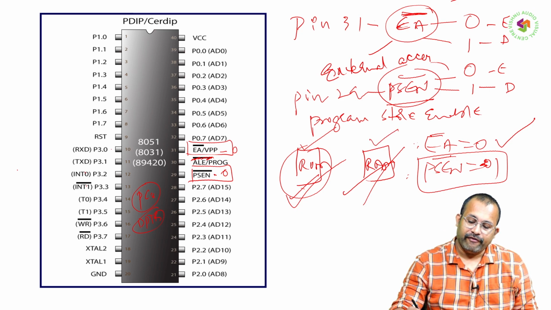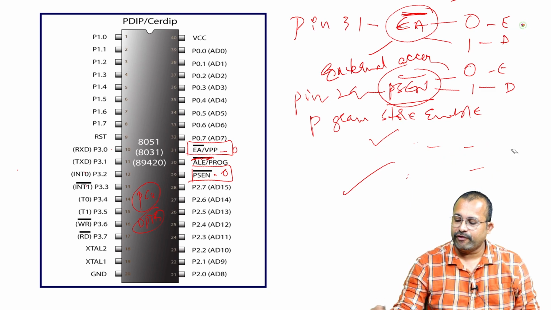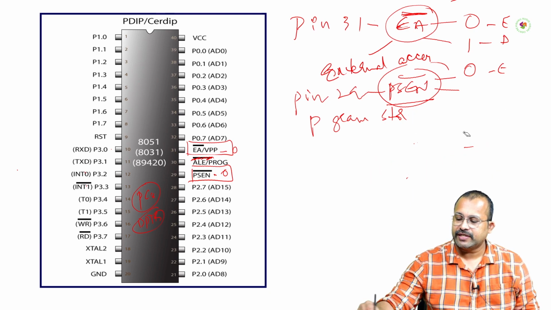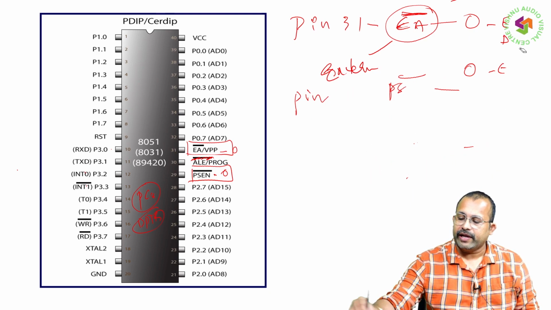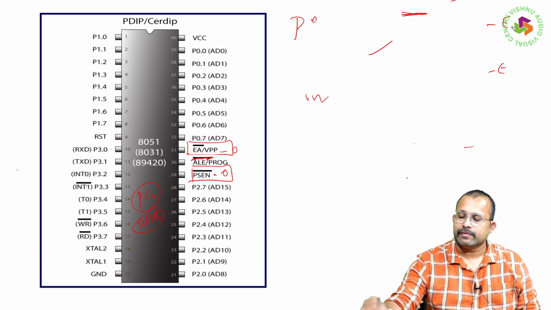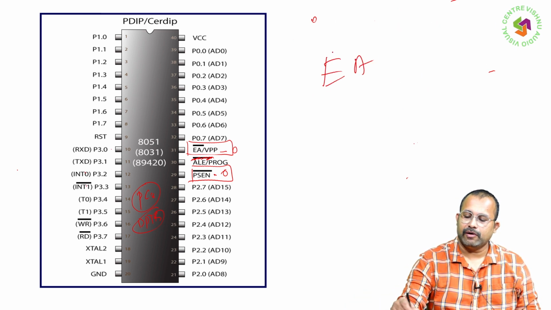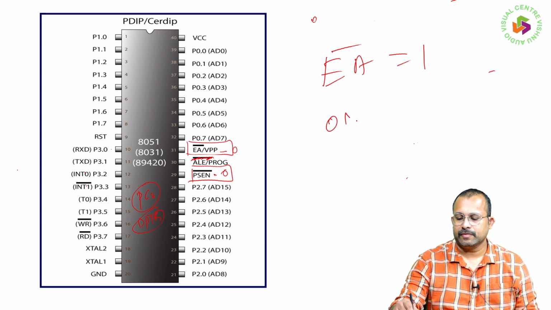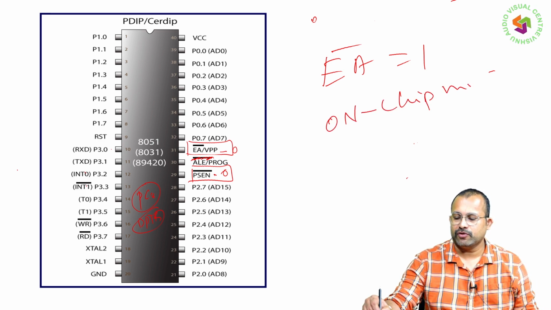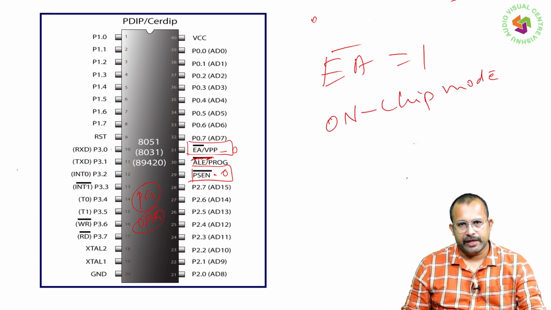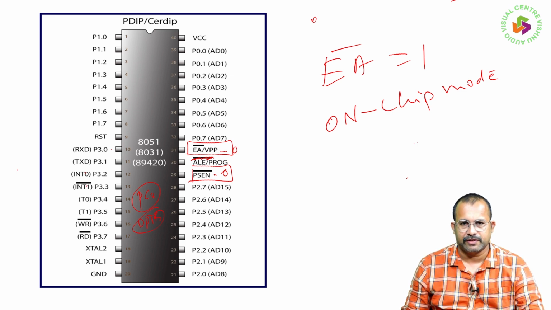What if I ask you one more question before signing off for today's session? What if EA bar is equal to 1? If EA bar is equal to 1, that means it is in on-chip mode. That means it is only using internal memory or other resources present on the chip itself.